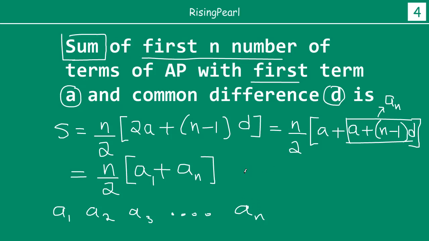In other words, even if you don't have the common difference, but somehow you know the first and the last term of the series, you can find out the sum of first n terms by simply saying it is n by 2, which is the number of terms, times the first term plus the last term. And if you find this out, you will be able to find the sum of first n number of terms.